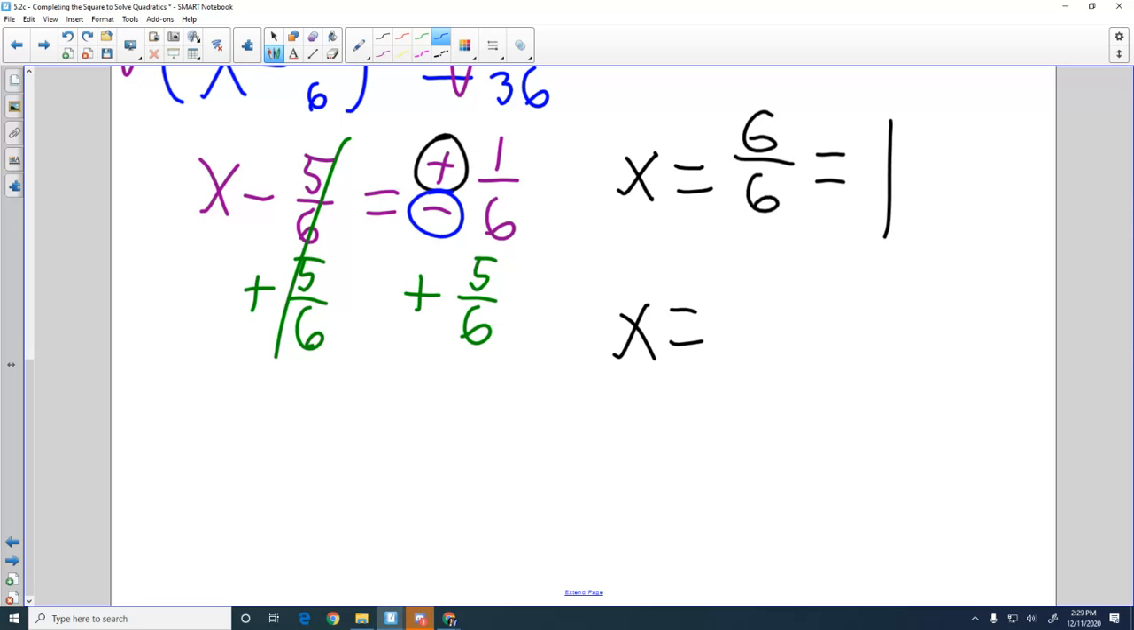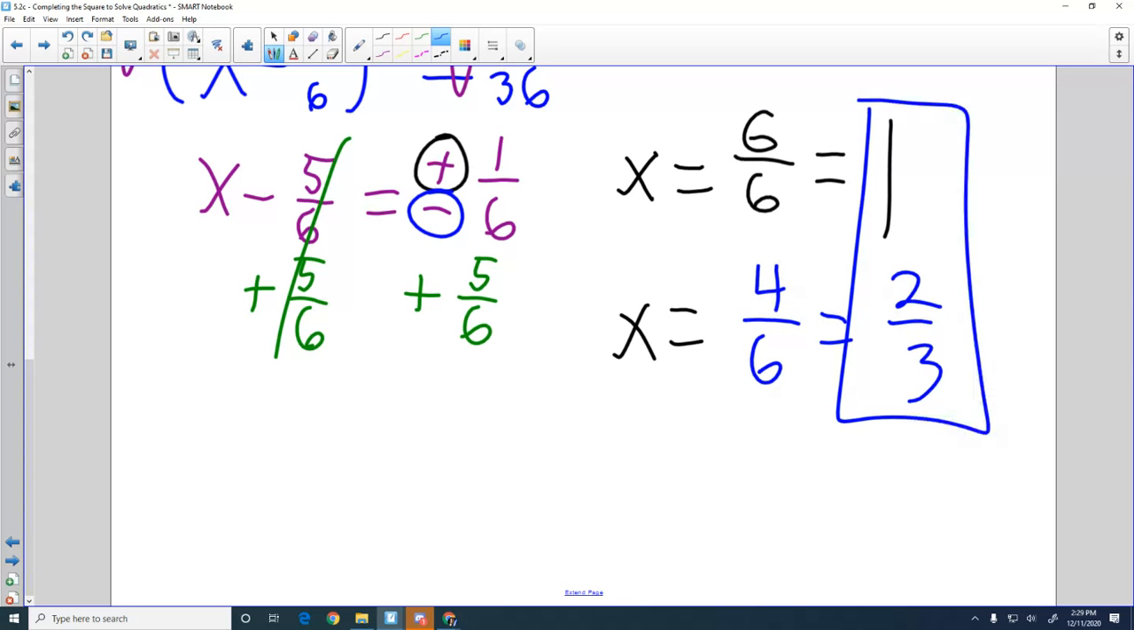4/6. 4/6, which simplifies to 2/3. Good. 4/6, so 2/3. And that's our two answers, ladies and gentlemen. 1 and 2/3.